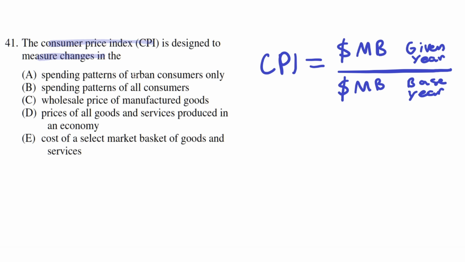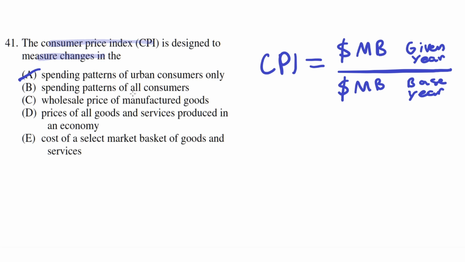A. Spending patterns of urban consumers only. This is incorrect because it doesn't track the spending patterns, it simply tracks the cost of a market basket of goods, and neither does it track it for only urban consumers, it does it for all consumers. So A is incorrect.